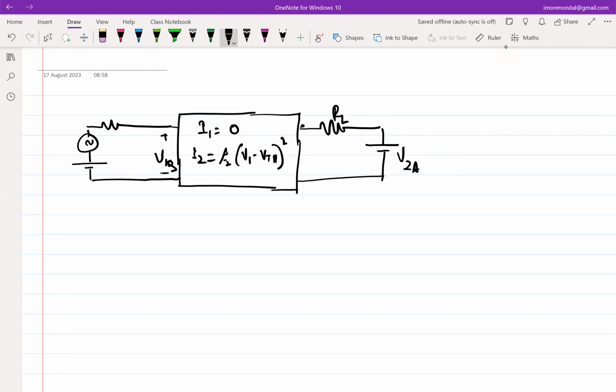Say V2 is applied here, and V1 is applied here. The V2 applied should be such that in the presence of an output current I2Q, the voltage at the output port should be V2Q such that V2Q is greater than or equal to V1Q minus the threshold voltage. Right, so this is where we stopped in the previous lecture.